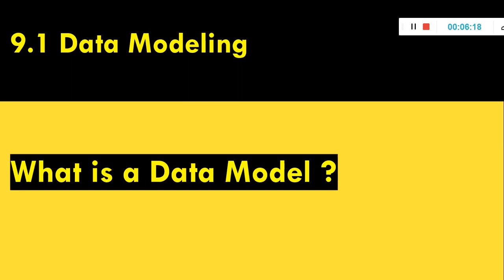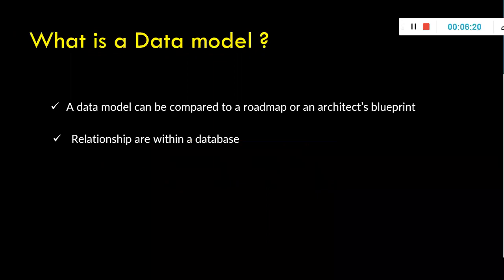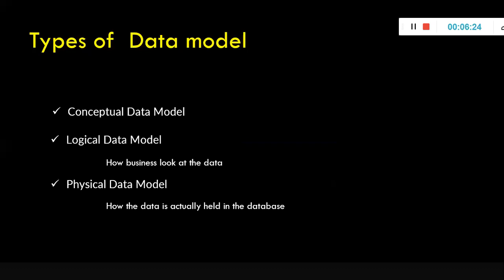It represents the framework of what the relationships are within a database. As part of the data model, we are identifying the relationship between the tables. There are three types of data model. One is the conceptual data model, which is nothing but an abstract data model. This is the preliminary step wherein we define what entity the system or the database should contain.